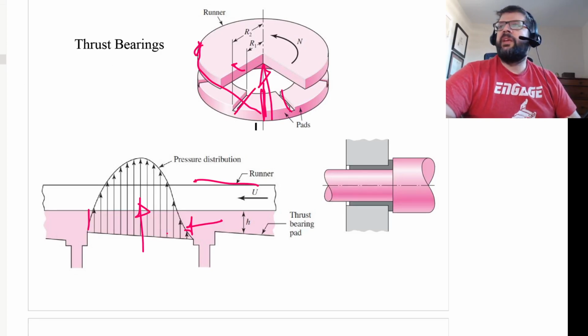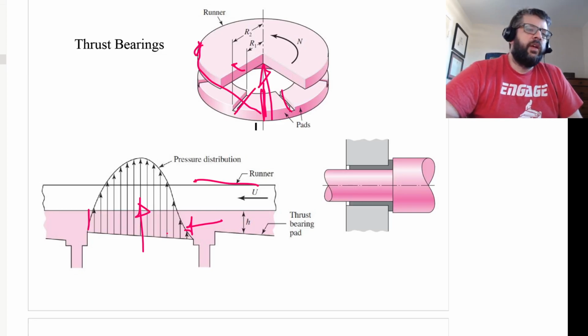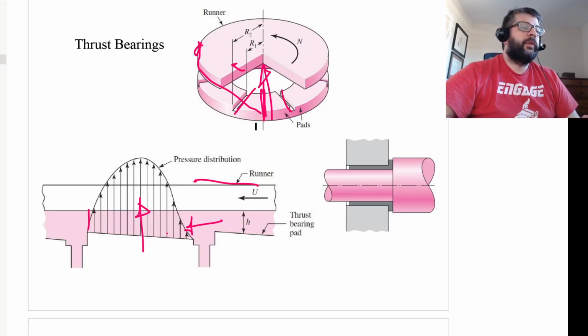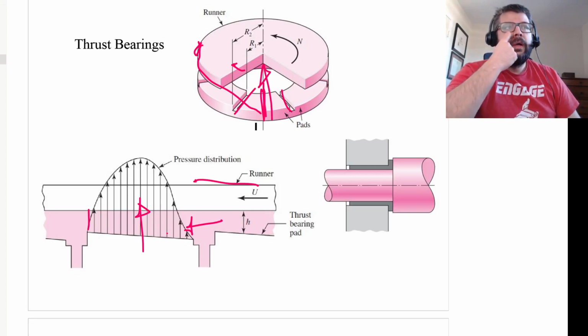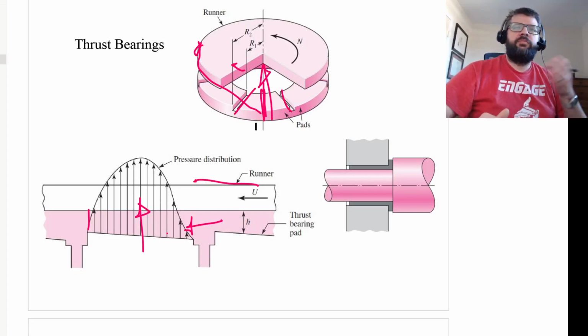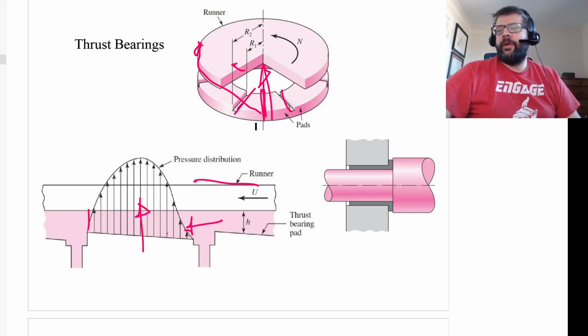Oftentimes these will be necessary, especially if you have a propeller or something like that. Then obviously you're going to need some sort of capacity in order to transfer that thrust from the propeller to the rest of the ship or the aircraft, or whatever it is that you've got the propeller mounted to.